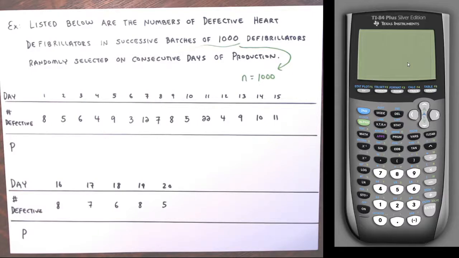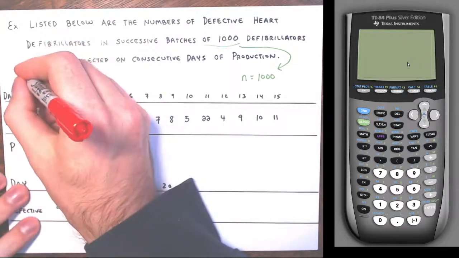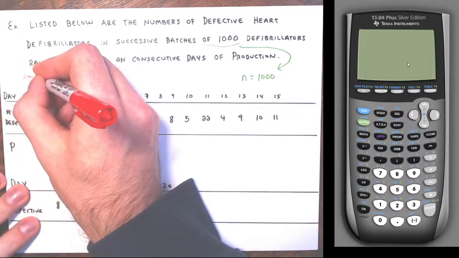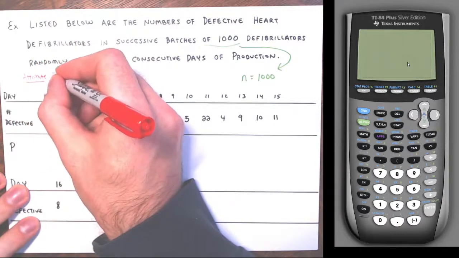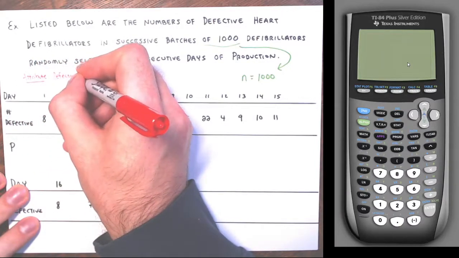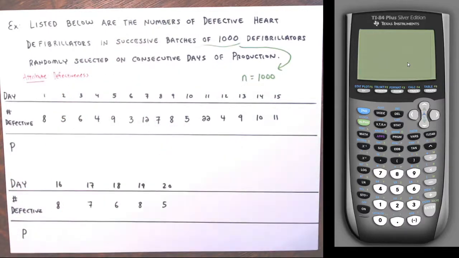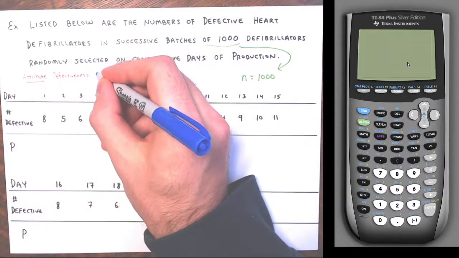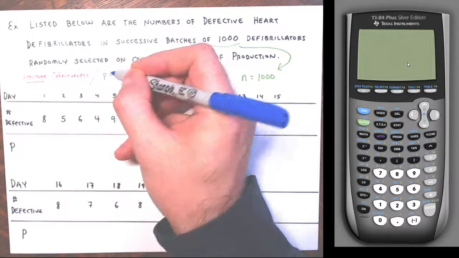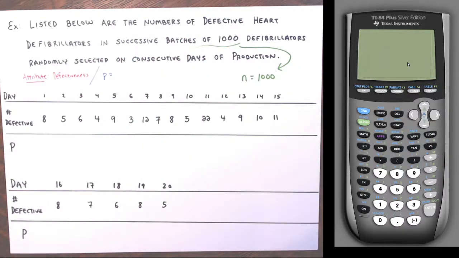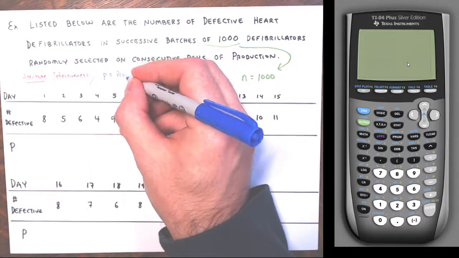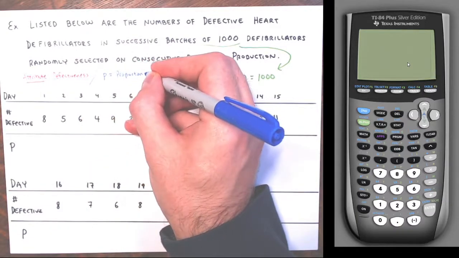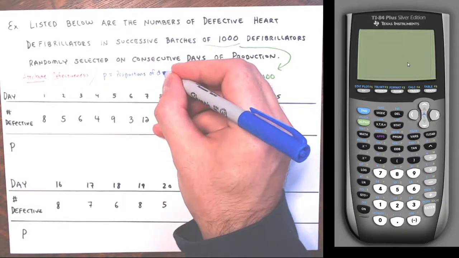Now, this again, the attribute here, just like the last problem, the attribute being monitored is defectiveness, or the number of defective products. And the value of P is the proportion of each sample that's defective. Proportion of defective objects, defective defibrillators.